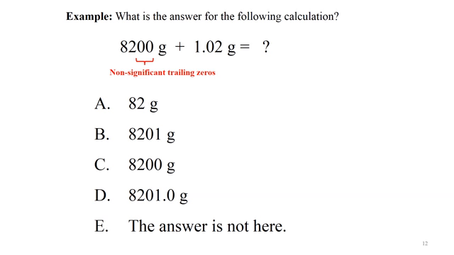Now, one more question. What would be your answer? In this question, one of the numbers that you are adding has non-significant trailing zeros. This question illustrates the exception to rule number 2. The answer to this question is discussed in a separate video. Make sure to watch the video that discusses the exceptions.